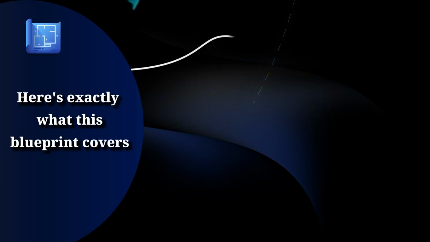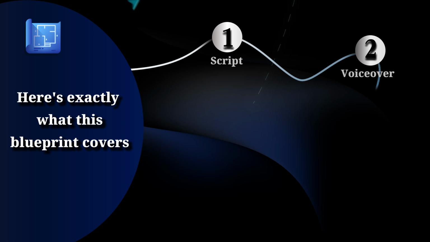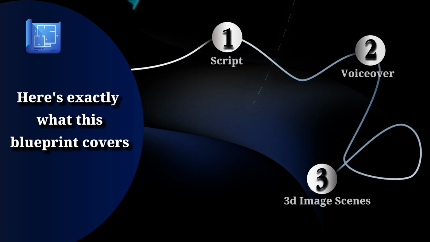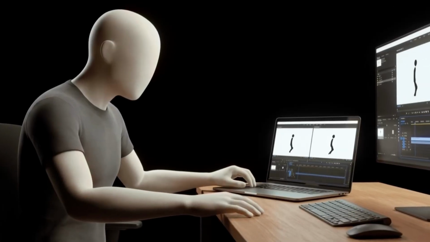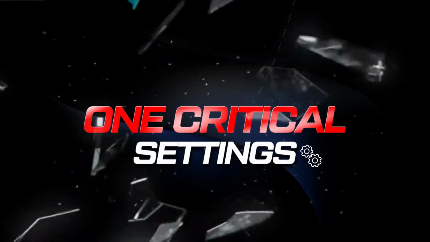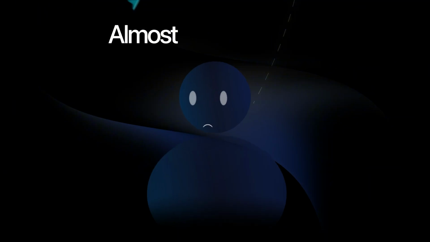We're going to write a high-retention script using a custom GPT, generate a premium voiceover, build and animate visually consistent 3D scenes in Flow AI, edit the full cinematic sequence inside CapCut, and perfectly brand your channel so it looks premium from day one. But before we start, there's one critical configuration inside Flow AI that almost nobody talks about. I will show you exactly what that setting is when we get to that step. With that said, let's begin.